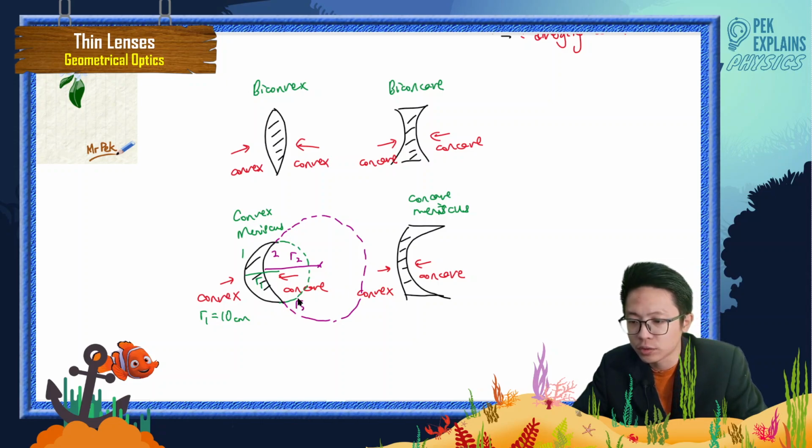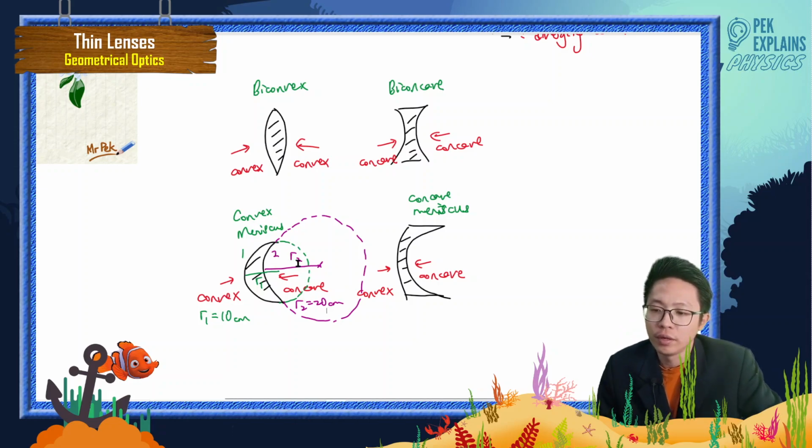This radius 2 is 20 cm. Then it is a convex meniscus. Okay, then it is a convex meniscus. Convex surface with radius 10 cm and concave surface with radius 20 cm. Then it is a convex meniscus.